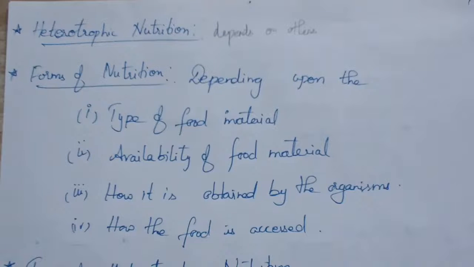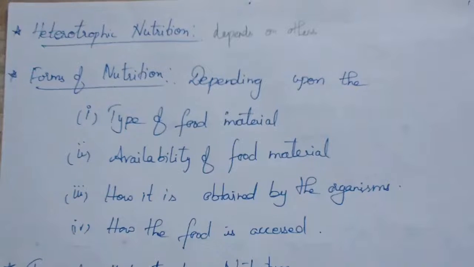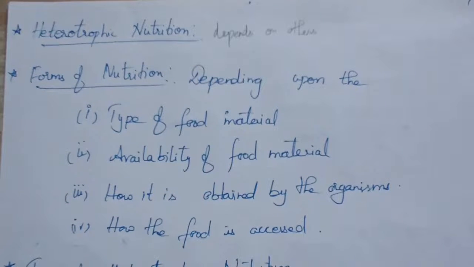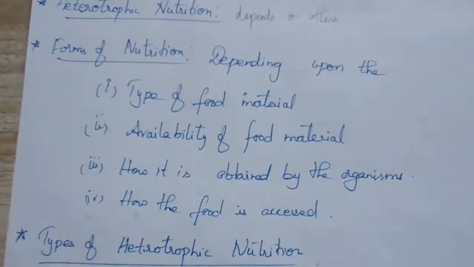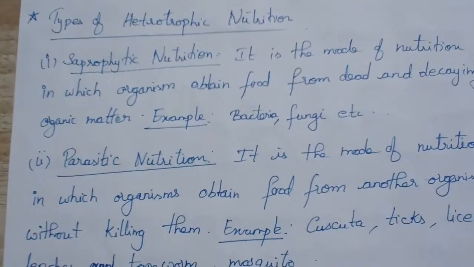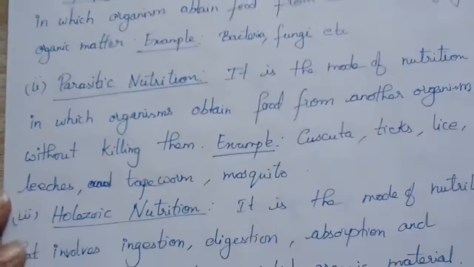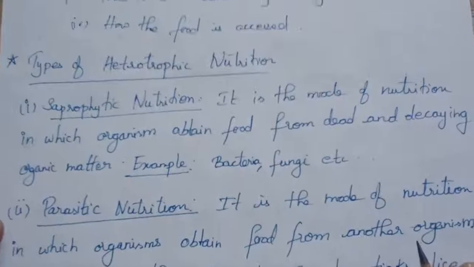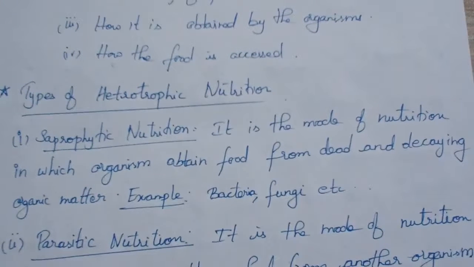But what about a lion? A lion or tiger has to chase the deer to get its food, right? So depending upon availability and access, there are different forms of nutrition. Broadly, there are three types of heterotrophic nutrition: saprobiotic nutrition, parasitic nutrition and holozoic nutrition.